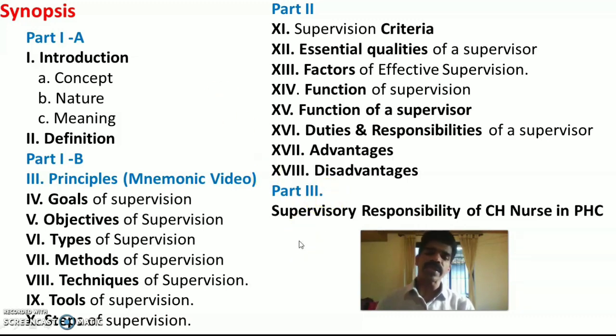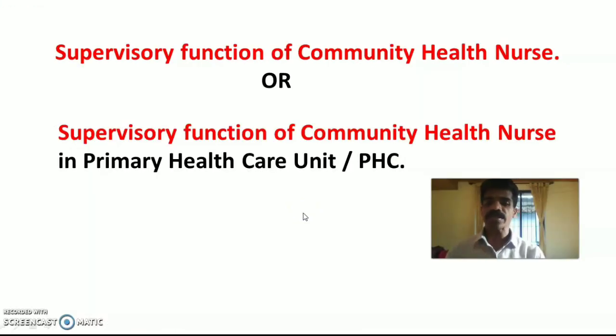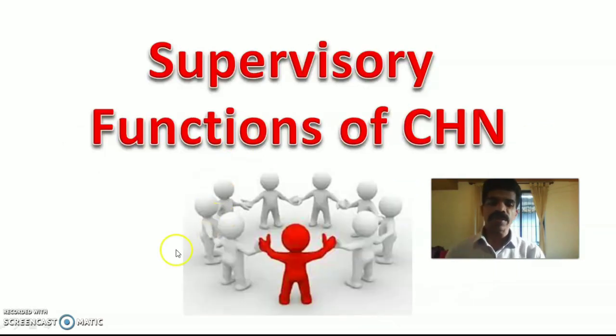The Part 3 video is an important topic in community health nursing, that is supervisory responsibility of the community health nurse in PHC or primary health care. So there are three types of questions that could be asked in university question paper, such as supervisory function of community health nurse in general, or supervisory function of community health nurse in primary health care unit, or supervisory function of community health nurse in primary health center. So let us start the topic, supervisory functions of community health nurse.